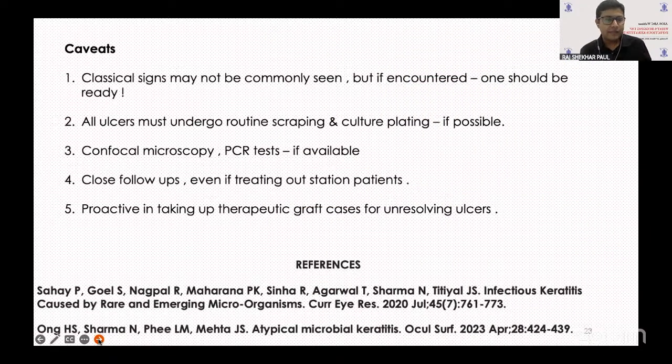So the caveats are: classical signs may be uncommon, but if encountered, one should be ready. All ulcers must undergo routine scraping and culture plating if possible, confocal and PCR if available, close follow-ups, and one should be proactive in taking up therapeutic grafts for unresolving ulcers. These are my references and for further reading.